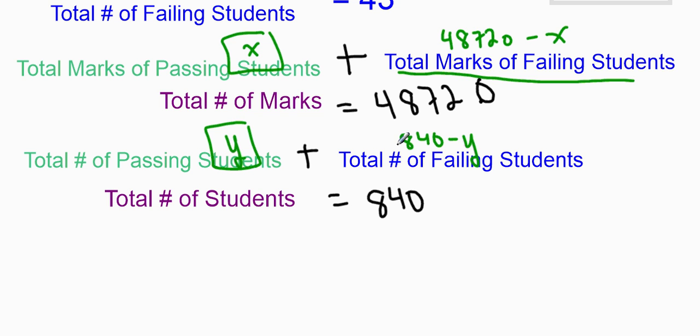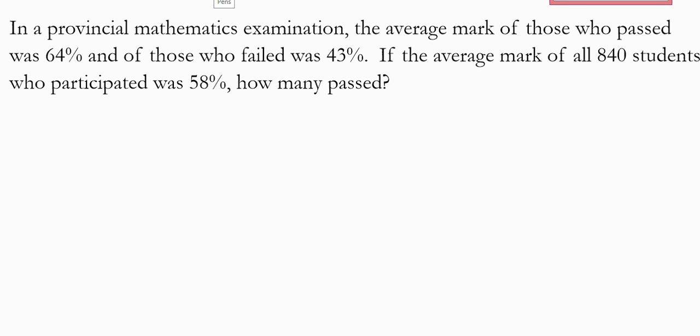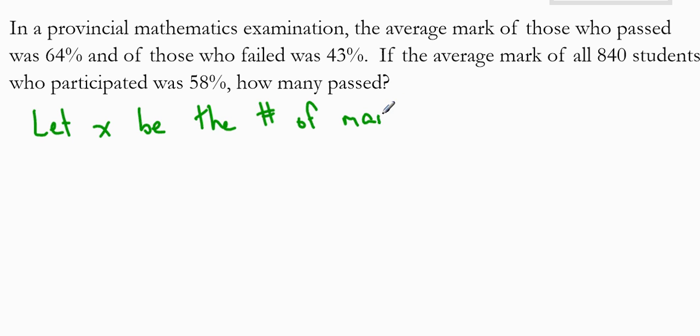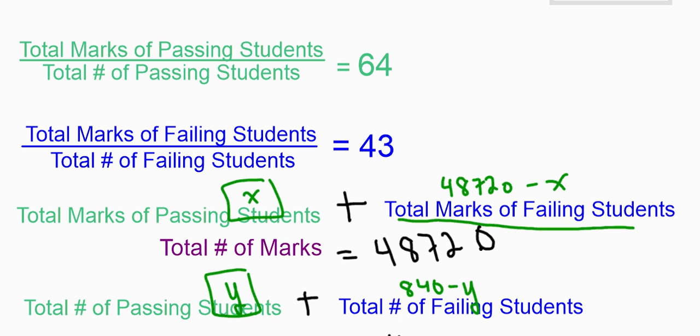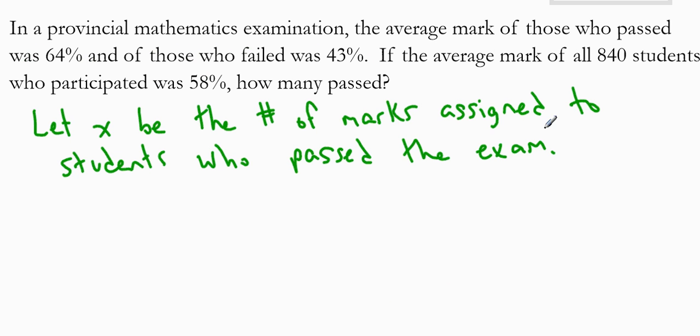So let's start actually formally answering this question. Okay, so I've got a nice clean page in front of me, and let's define. I'm going to let x be the number of marks assigned to students who passed the exam. So x, and again, I'm just doing what I thought about doing here. Total marks of passing students is x. So let x be the number of marks assigned to students who pass the exam. And of course, I could have put the total of the marks, whatever.